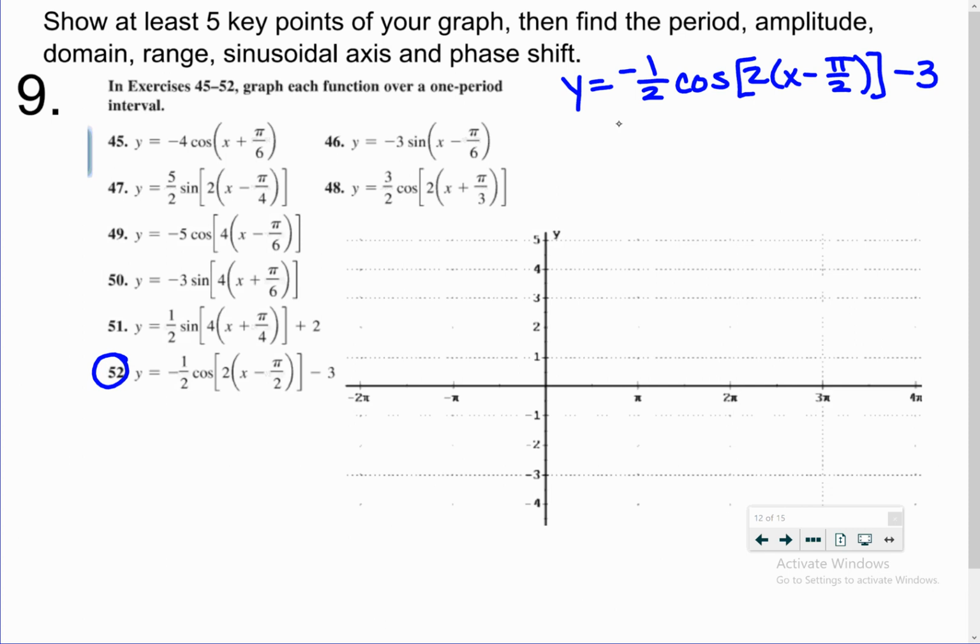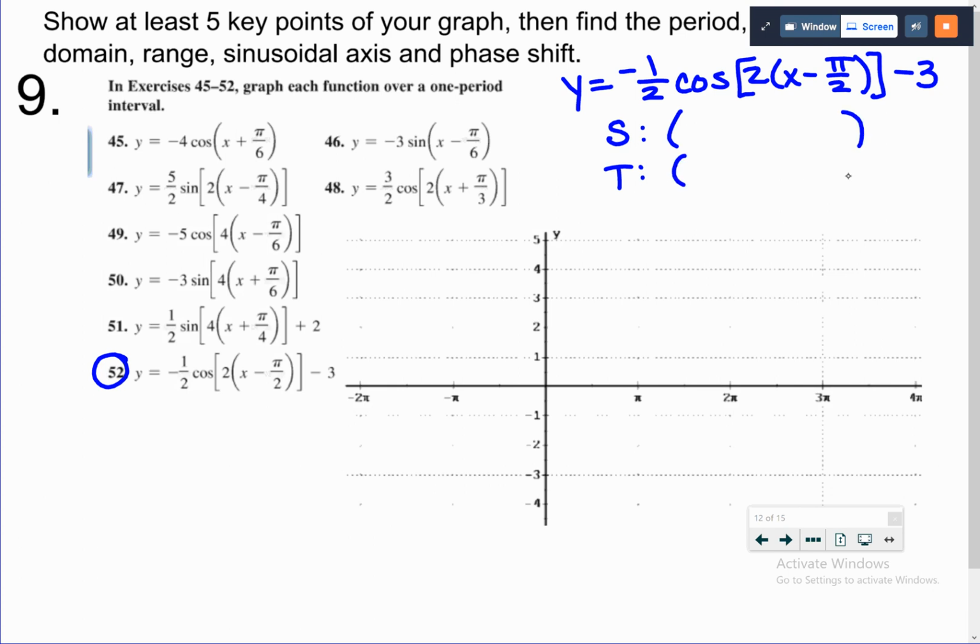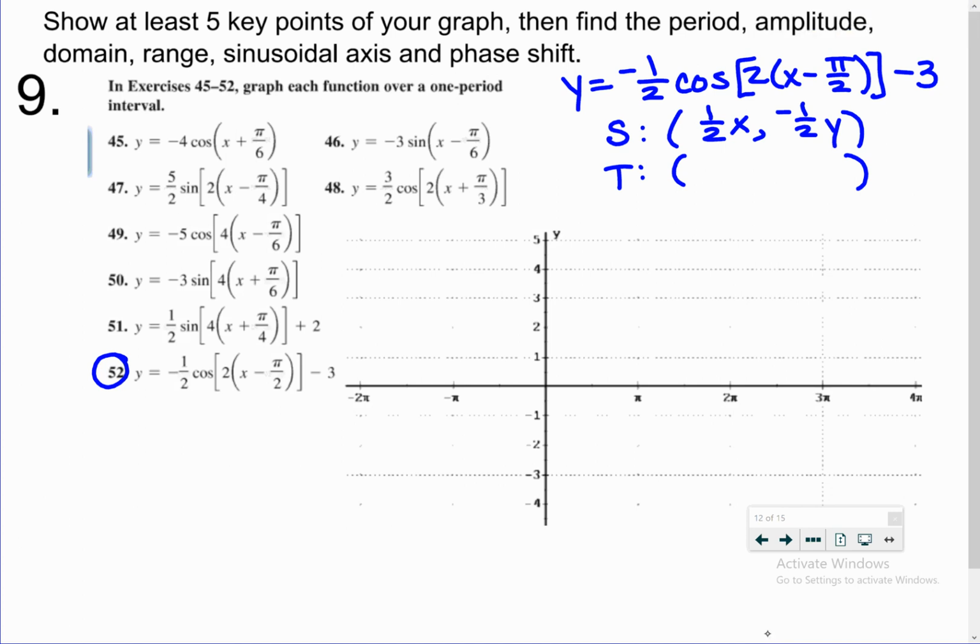Okay, then the next thing I would recommend doing is naming, like we practiced, scale changes and translations. So scale changes were the reciprocal of b times x and a times y. What is the reciprocal of b in this problem? 1/2 x, and then a times y, which is, that's not my a, -1/2 is my a times y. Okay, translations were x minus c, y plus d.